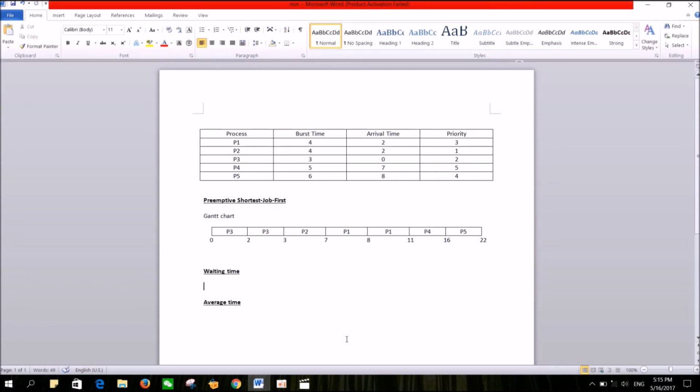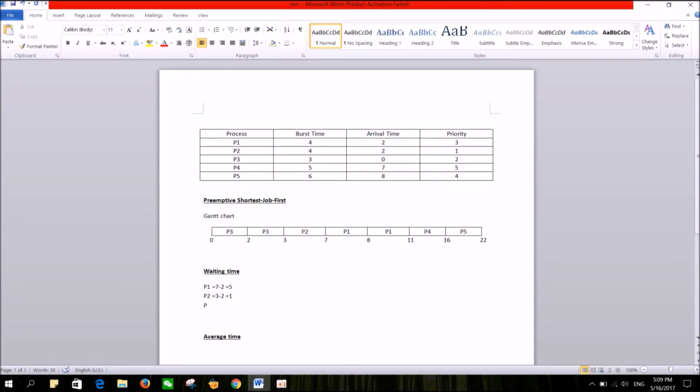So now we are going to calculate the waiting time of the processes. Let's start with P1. Process 1 starts at 7 ms, so we minus its arrival time, which is 2. So P1's waiting time is equal to 7 minus 2, and the answer is 5. Second, P2. P2 starts at 3 ms here, and we minus its arrival time, which is 2. So the answer is 1.